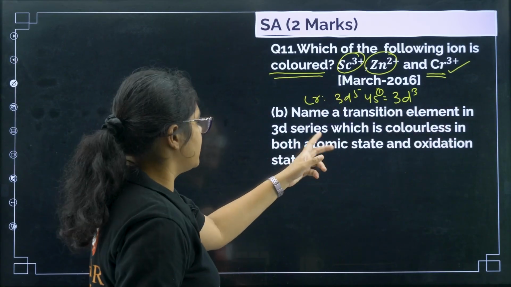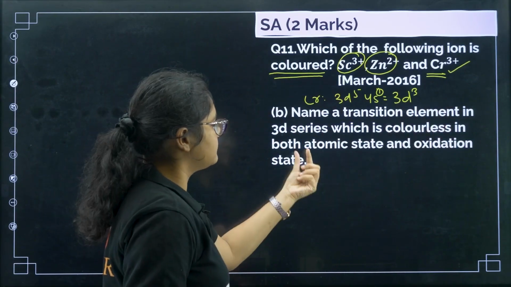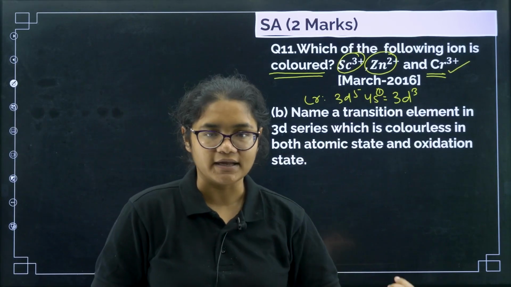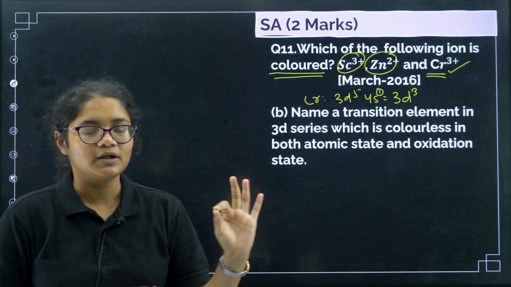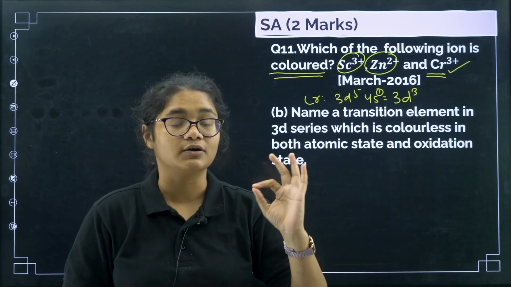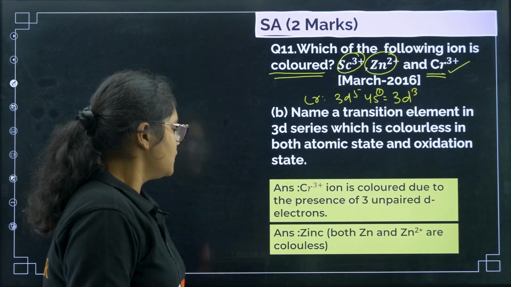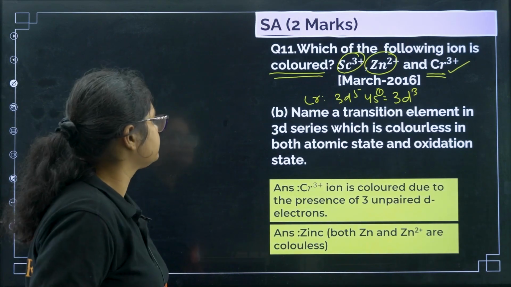Next, name a transition element in the 3d series which is colorless in both the atomic state and in the oxidation state. Definitely that has to be zinc. We already discussed that zinc has no unpaired electron in the common oxidation state or in the ground state. So that is the answer here.